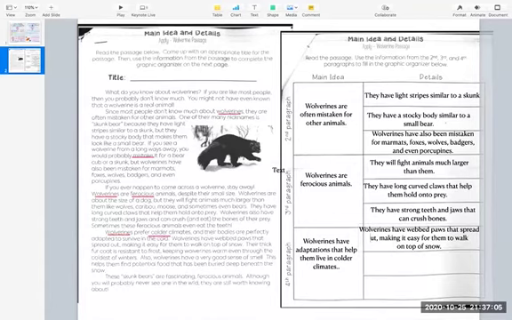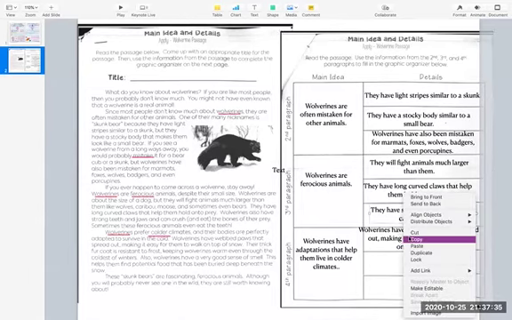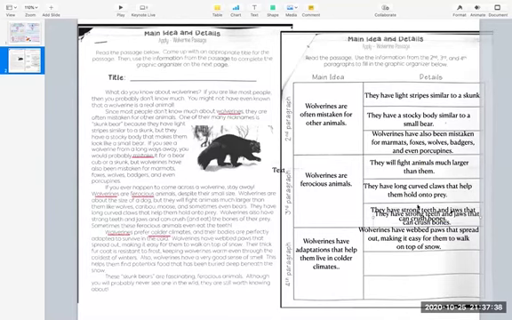I have to do my corrections. That absolutely supports our main idea that wolverines have adaptations that help them live in colder climates. Okay, so I need another detail. First, I need to get that right. That's bothering me. So I need a second detail to support my main idea. Let's read a little bit more. Their thick fur coat is resistant to frost, keeping wolverines warm even through the coldest of winters. Yep, that's going to be my second detail. That absolutely supports that main idea.